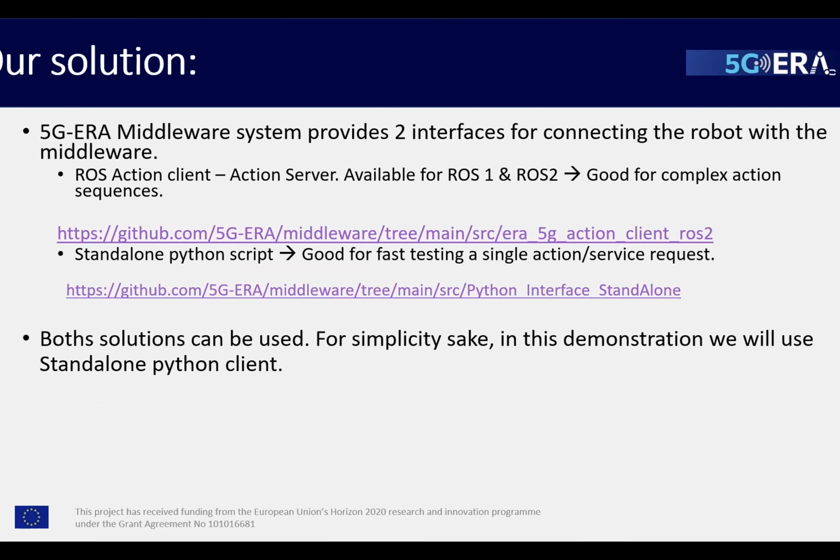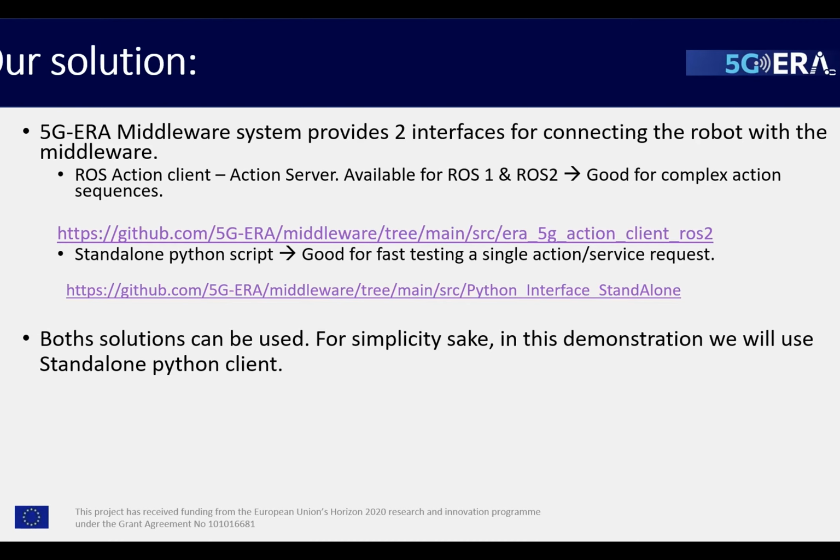So to do this, we have provided two kinds of interfaces for connecting the robot with the middleware. Our solution includes Action Client, Action Server, ROS versions for ROS 1 and ROS 2. They are also containerized in Docker. So you can either run it using Docker, or you can run it using normal ROS run, ROS launch.